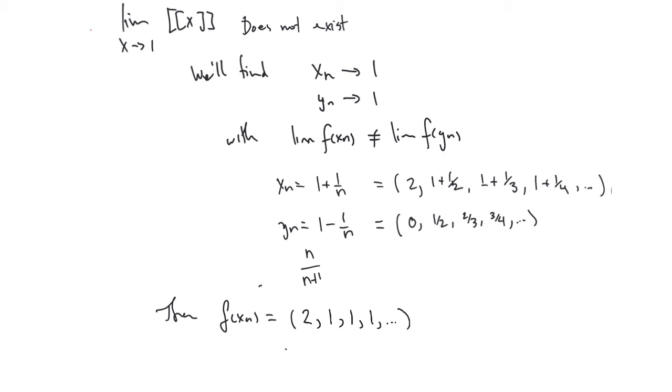And does this have a limit? Lim of f of xn, this sequence. What's the limit of that sequence? 2, 1, 1, 1 is 1. Yeah, it just does 1 forever, apart from a 2 at the beginning.